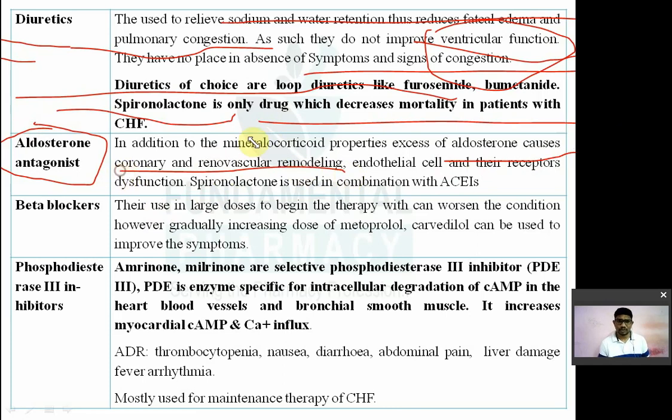Because of decreased cardiac output, blood starts accumulating in your heart and your heart dilates. So the heart will start remodeling itself. So there is a hypertrophy of your ventricles. Ventricles will enlarge. That is known as remodeling. So there is endothelial cell and receptor dysfunction. Spironolactone is used in combination with angiotensin converting enzyme inhibitors. Spironolactone and eplerenone, these two drugs are the aldosterone antagonists.